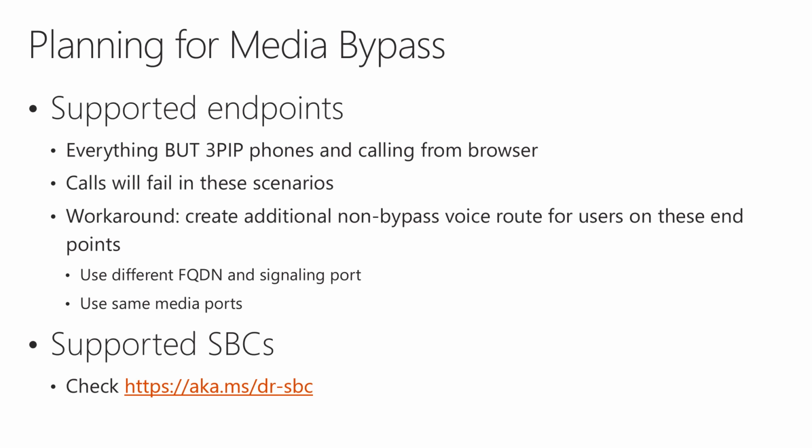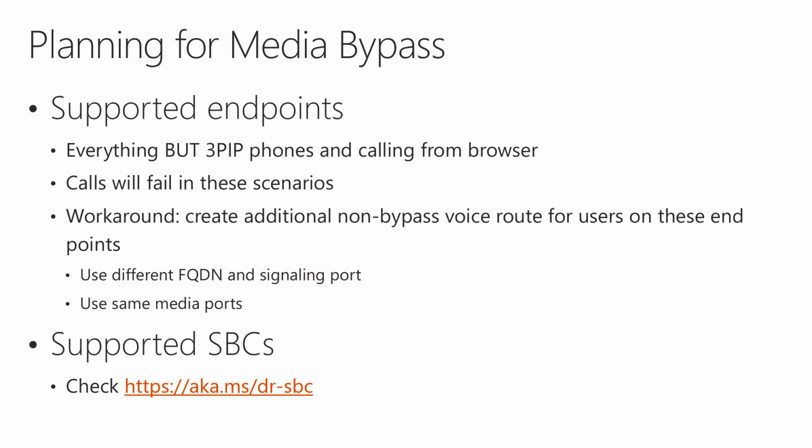When planning for media bypass, it's important to note that not all endpoints are supported. If you have 3PIP phones, these old Skype for Business phones that also work against Teams, they don't support media bypass, and neither does Teams in the browser. We are working on these scenarios to enable them in the future, or at least provide fallbacks within the product. But as of today, these endpoints will try to do media bypass, but because they can't, the calls will fail, and the users might get an ugly error message that tells them something went wrong.